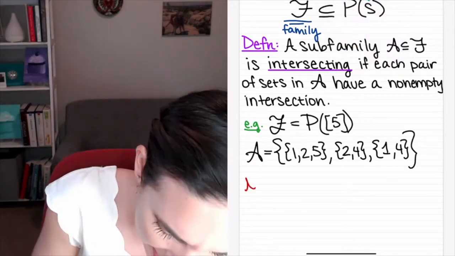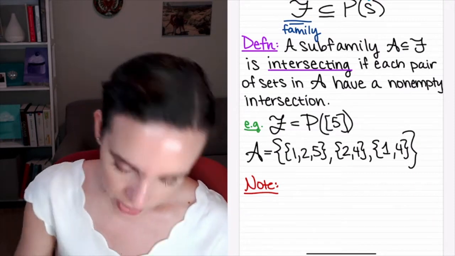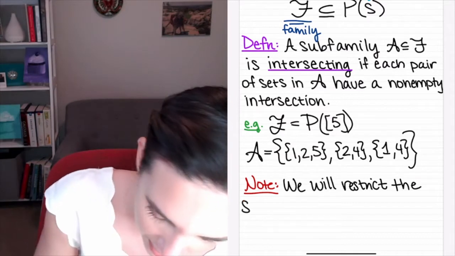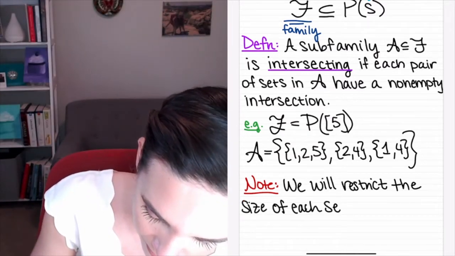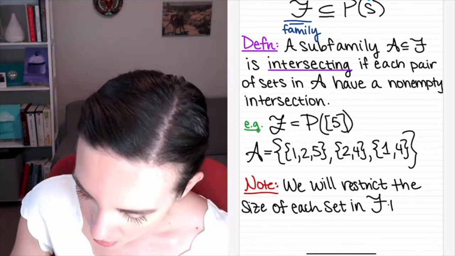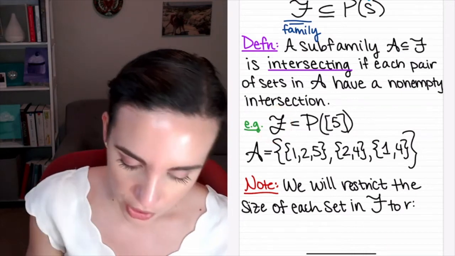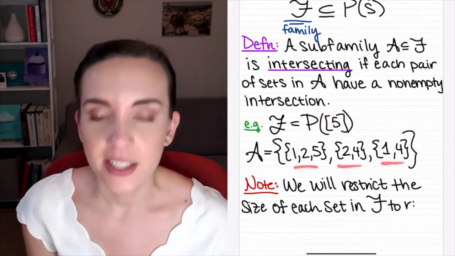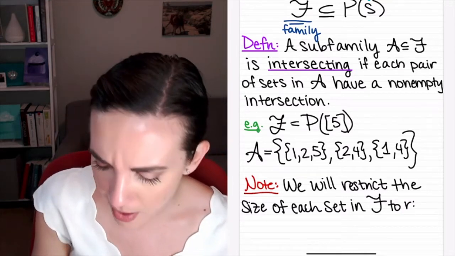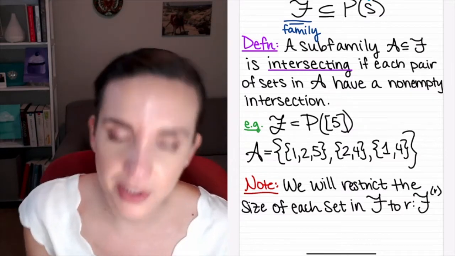So one thing to note is that these subfamilies are going to be restricted in the size of sets that they will contain. So we will restrict the size of each set in script F, so in our family, our large family, to R. So R is going to be the size of each set in this family, script F. So what that would mean is that script A won't have sets of different sizes. Every set in script A will have the same size, size R. And so the notation that we'll use for that, these sets from script F that are only of size R, will be script F, and then in the superscript, parentheses R.